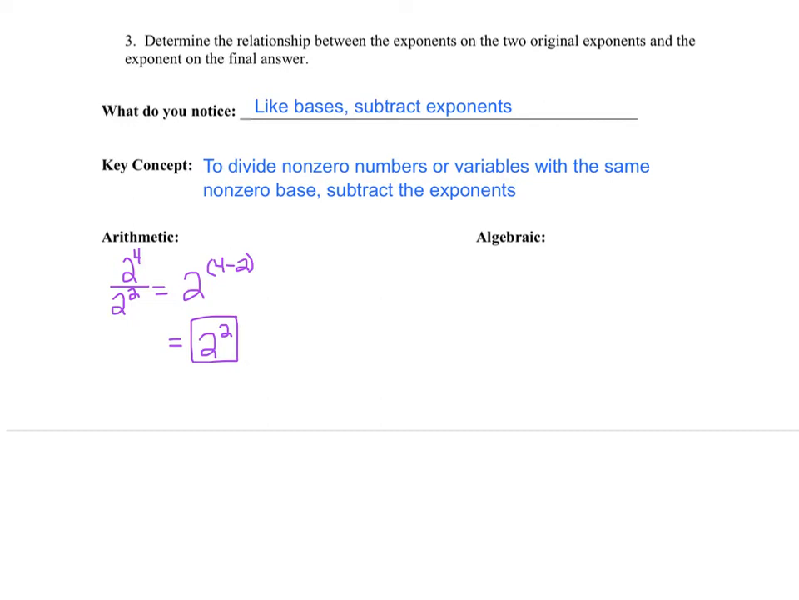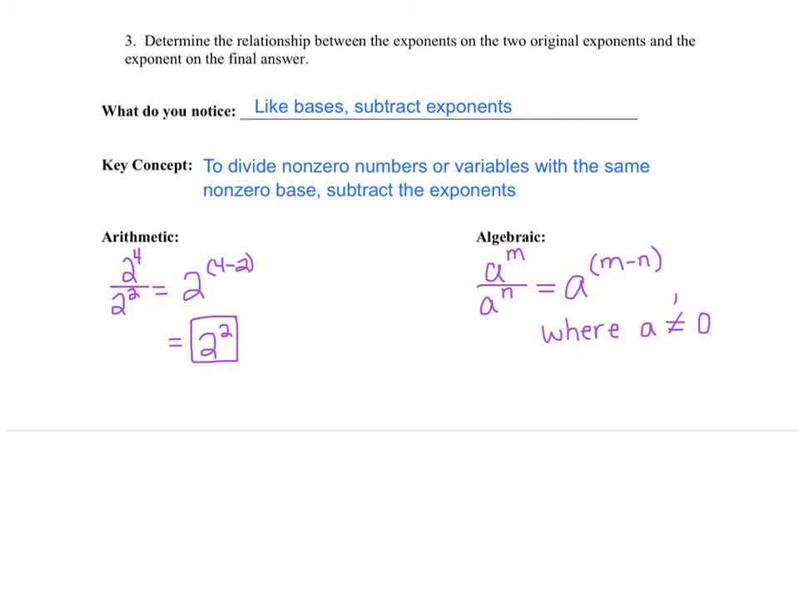So let's look at the algebraic example. Algebraic is with variables. So if I had a to the m power over a to the nth power, I want to subtract my exponents. So I would say a to the m minus n power. Now, the note here is to note where a cannot be equal to 0.